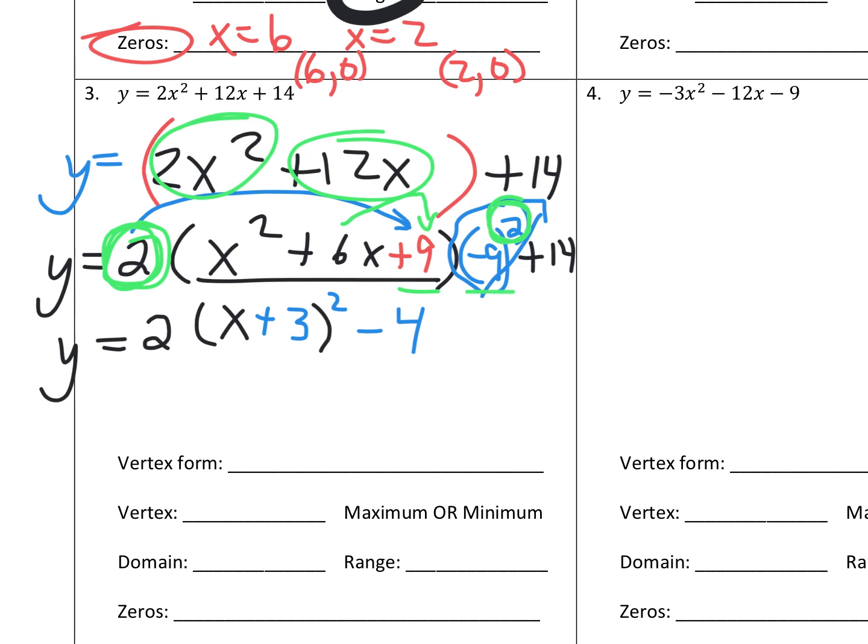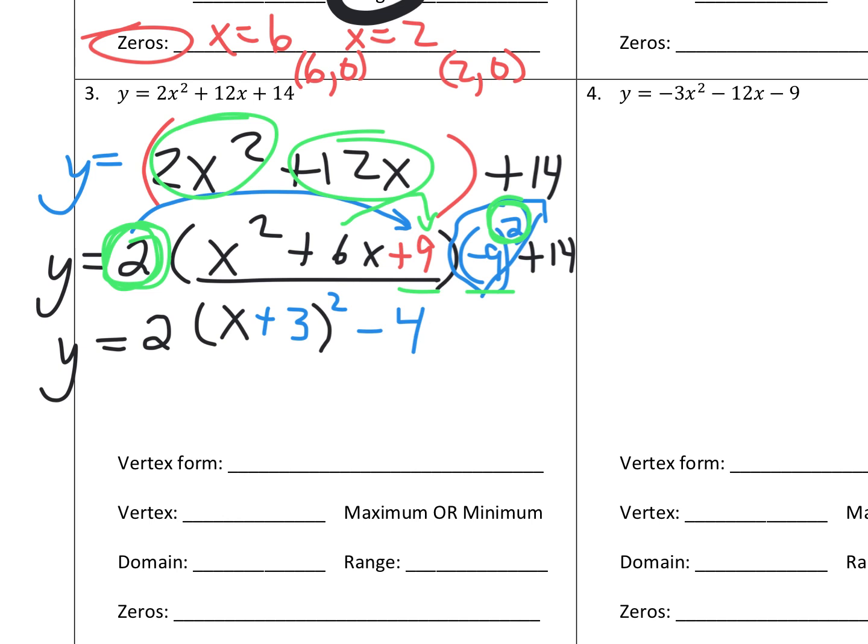All right. Now, I know you may not recall that one. You might get that one wrong on the test because this is a really hard process. But what's it good for? It just got me vertex form. And I know the vertex because I can see it sitting right there. It's -3 comma -4.